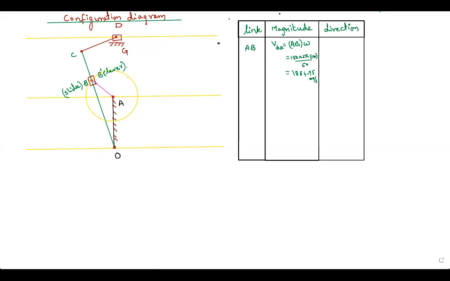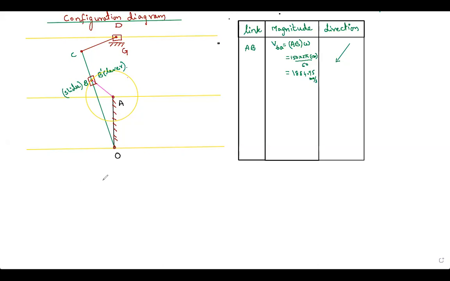Now how to find out the direction of velocity? Just draw perpendicular to AB, and since it is rotating anti-clockwise, the direction is definitely downwards. Just assume a particle on B as the link AB is rotating, in which direction will it tend to fall? It will tend to fall in the downward direction. So remember that logic, and this is the direction of the velocity of the link. I'll show it with the arrow clearly. We will parallelly draw it in the main velocity diagram also.